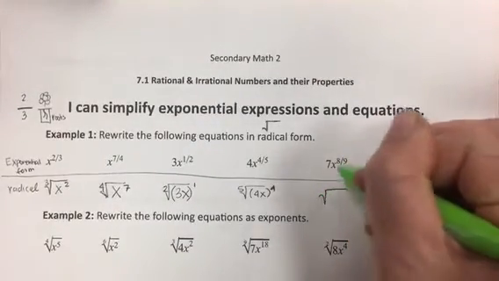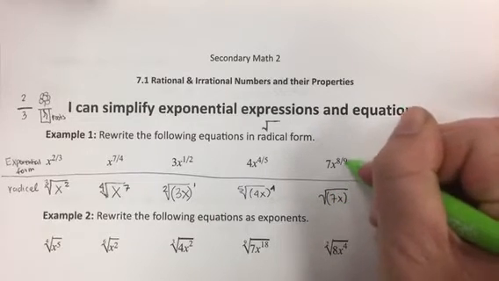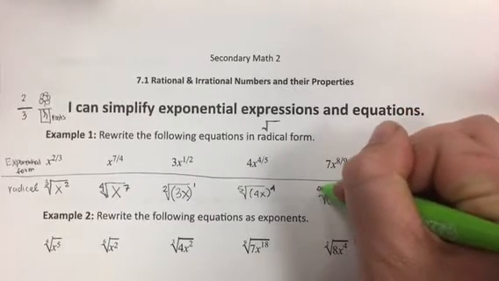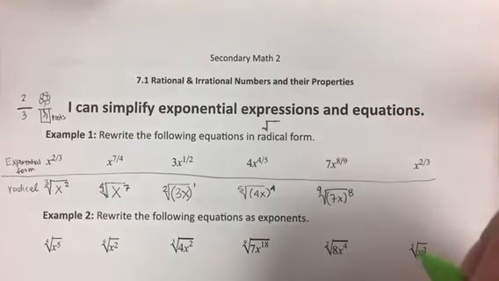Draw your radical. 7x goes inside. 9 is on the bottom of the fraction, so it goes on the root. 8 is on the top, it becomes the power.